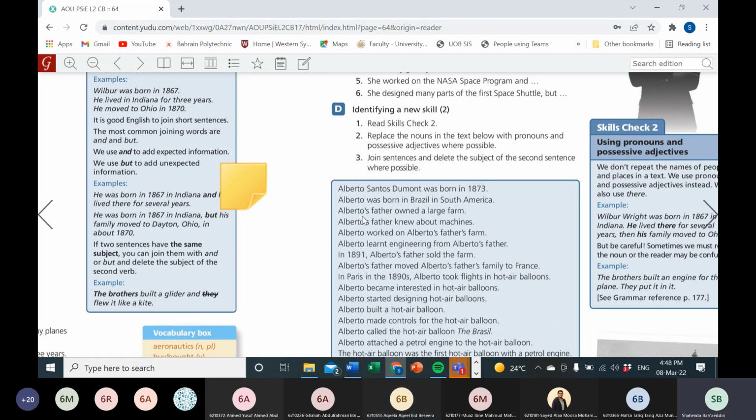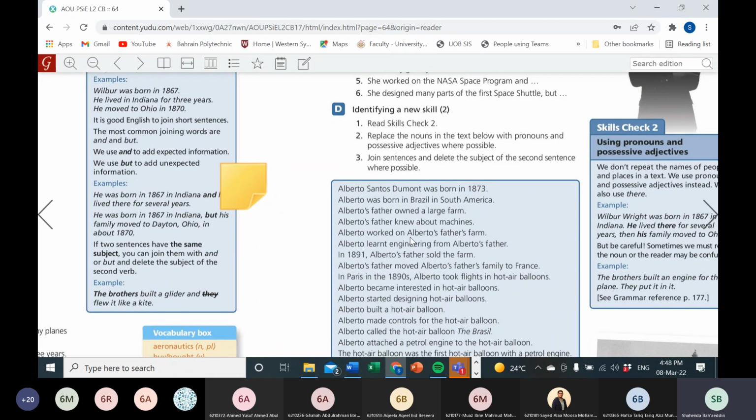Very good. What about the third sentence? Alberto's father owned a large farm. Instead of Alberto's father, possession: his father. Very good, ladies. Okay, I can go back again and say Alberto worked, no problem, on Alberto's father's farm. His father's farm. Very good. See, we don't repeat nouns.